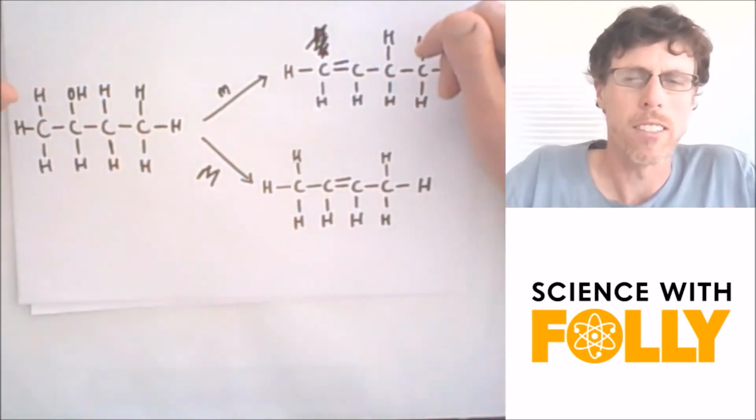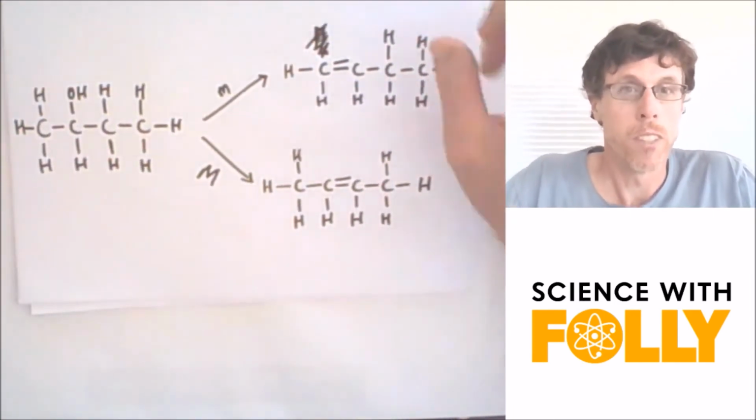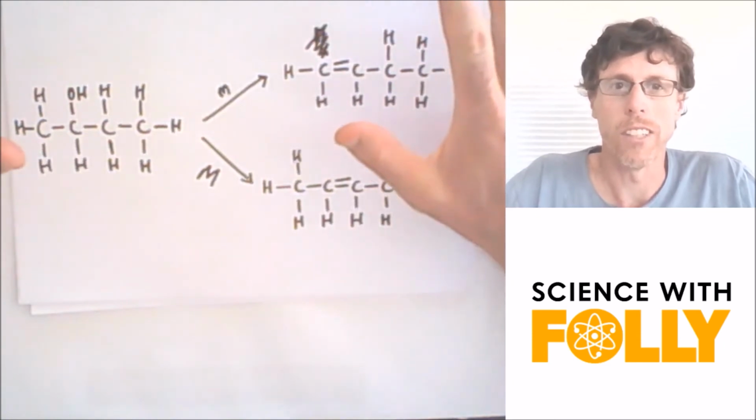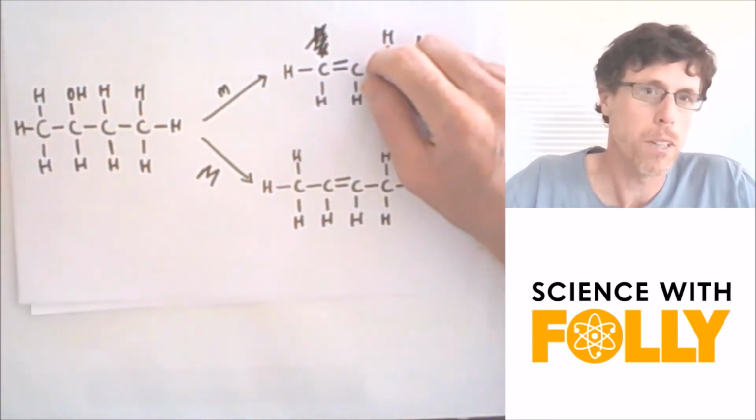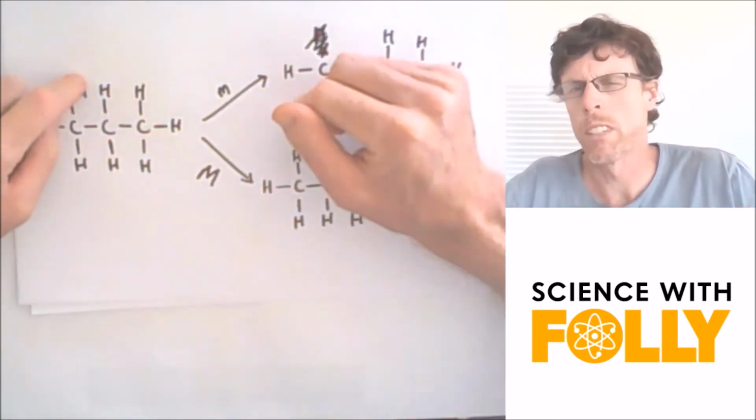So I hope that helped you understand a bit about Markovnikov's rule. Do a bit of practice on some of these equations and I'm sure you'll get there. Just remember, the rich get richer, poor get poorer.